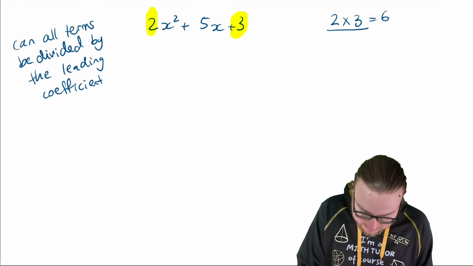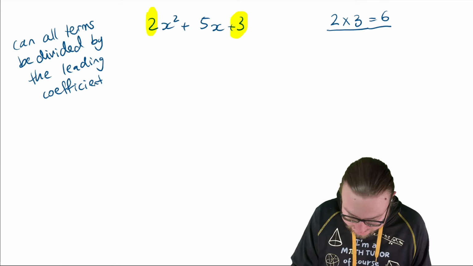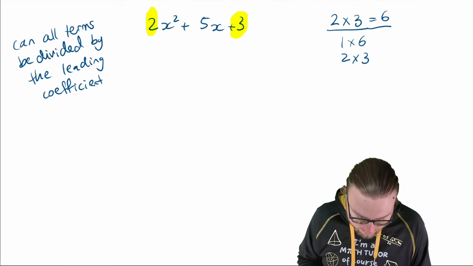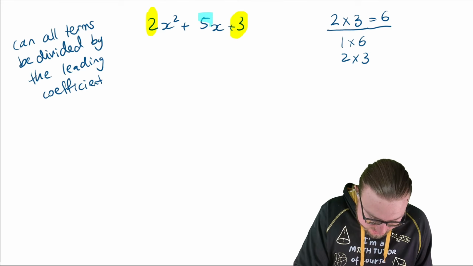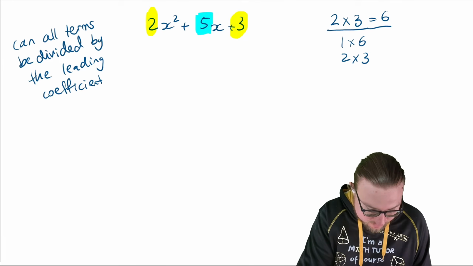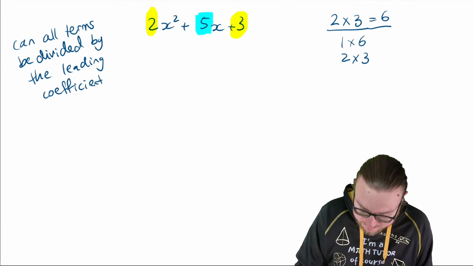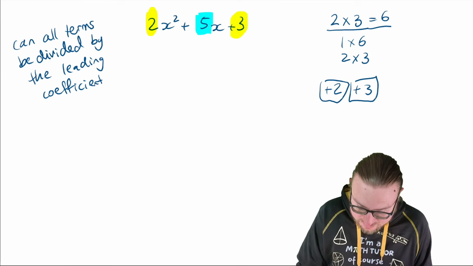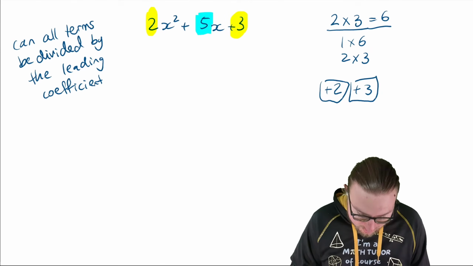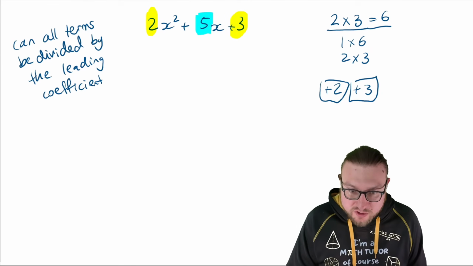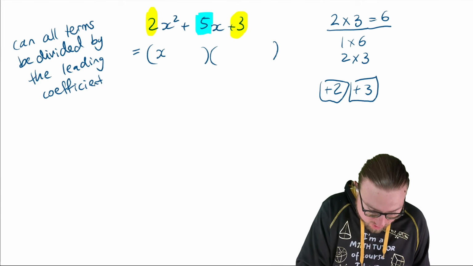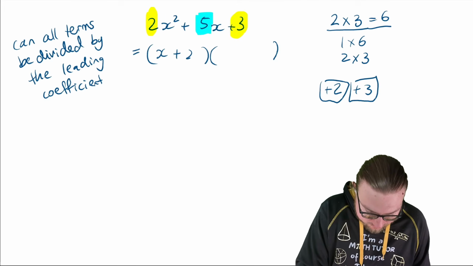So we now need to have all combinations to get to 6, and we've already seen that. That's 1 times 6 and 2 times 3. Nothing really changes. We still need to make 5 when we add them. So this better be the same positive 2 and positive 3 that we had in the last question. Here's the extra step that we're going to do. We're still going to do two brackets and pretty much copy the same step that we had before, x plus 2 and x plus 3.